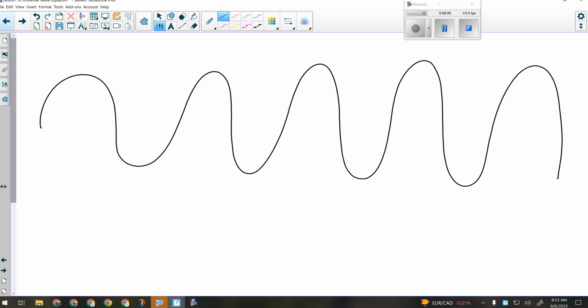There are five crests on the diagram I just drew. How many wavelengths are there? Four. There are four wavelengths. Five crests, but only four complete cycles of the wave. From here to here is one wavelength. From here to here is one wavelength. From here to here is one wavelength. And from here to here is one wavelength. While there might be five crests, there are actually only four complete cycles, because this first crest is where we start counting. It's zero. Zero, one wavelength, two wavelengths, three wavelengths, four wavelengths.